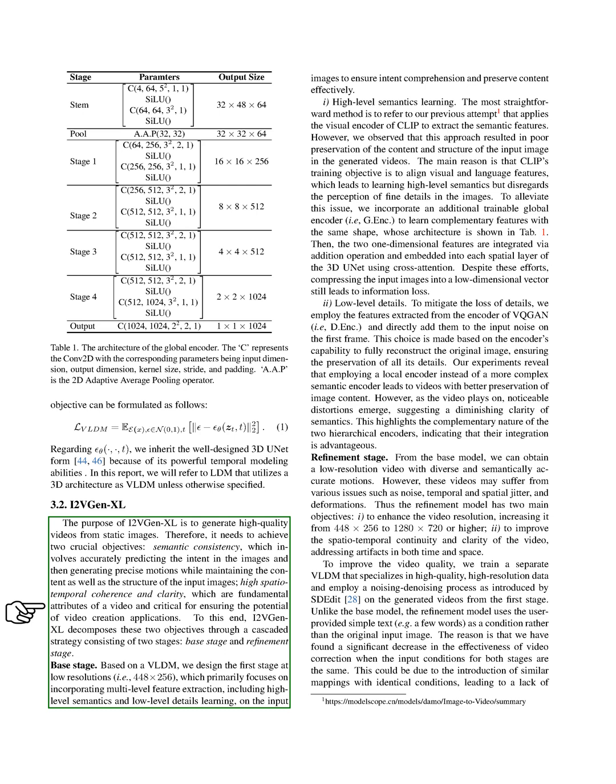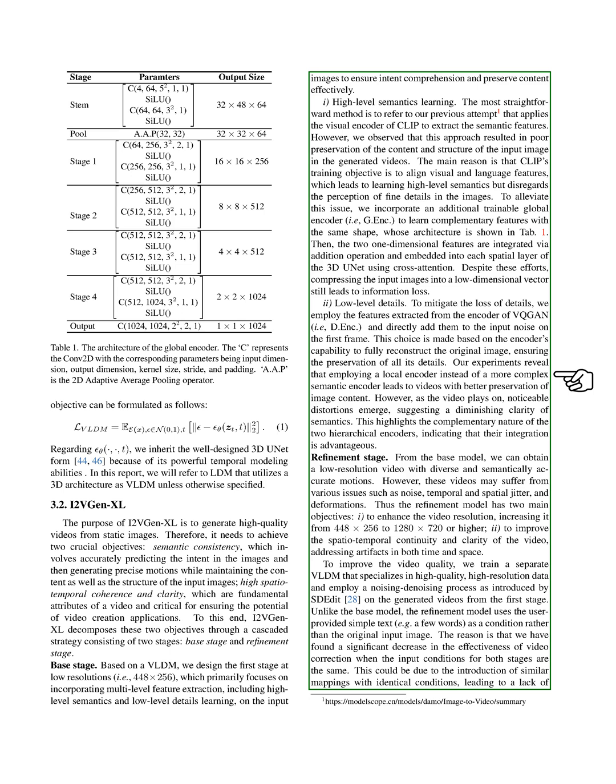In the base stage, we design the first stage at low resolutions, which primarily focuses on incorporating multi-level feature extraction, including high-level semantics and low-level details learning, on the input images to ensure intent comprehension and preserve content effectively. For high-level semantics learning, we use the visual encoder of CLIP to extract the semantic features.